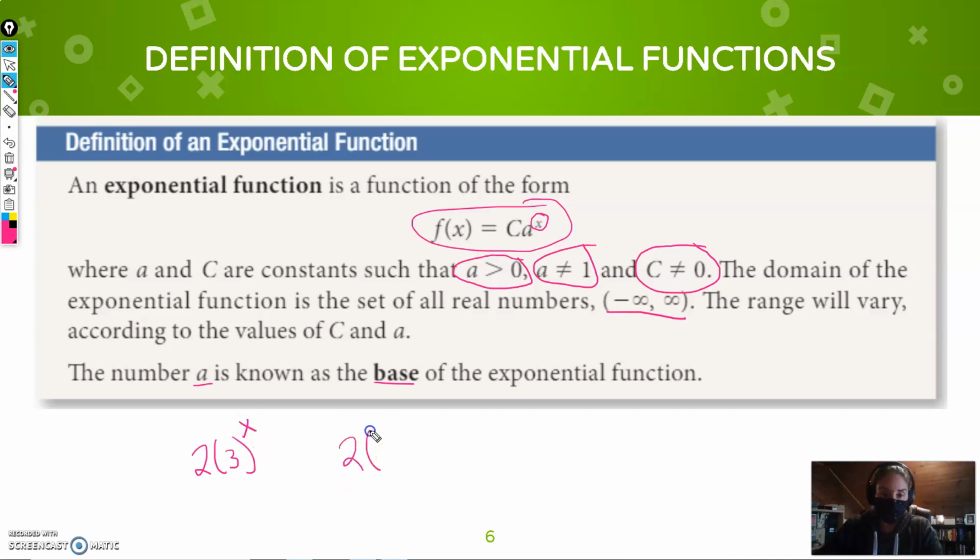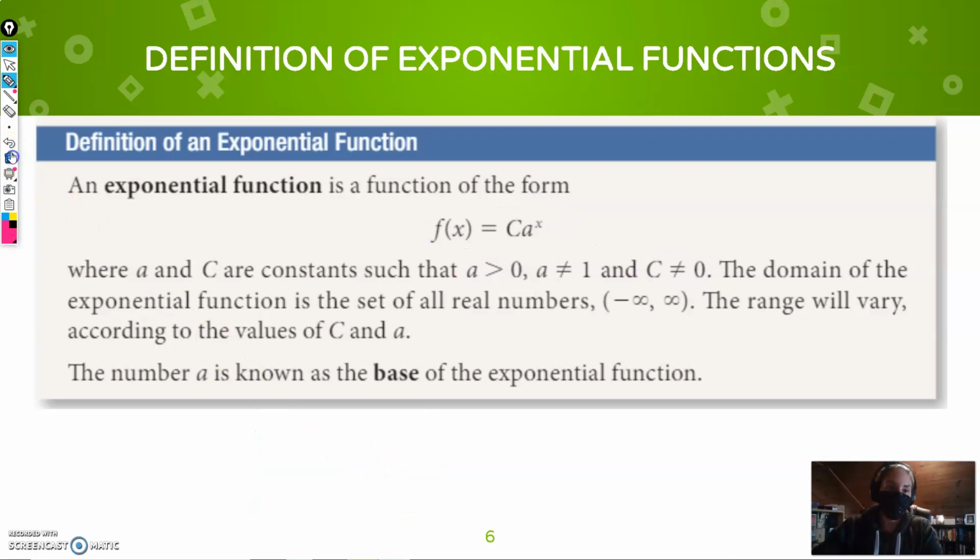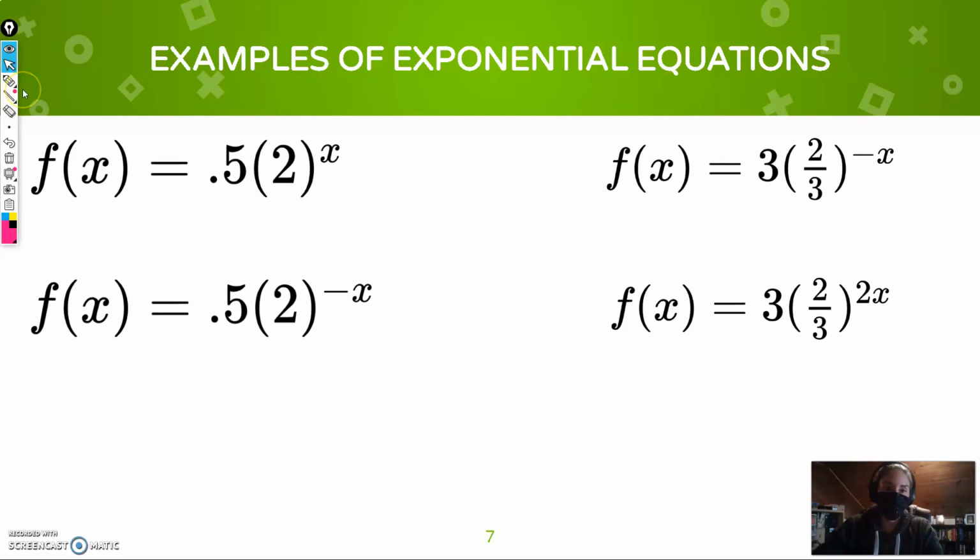Something that we cannot have would be 2 times negative 3 to the x power, right? Because that would be an a less than 0. That's no good. This is good. This is not. Okay, so let's see some other examples.